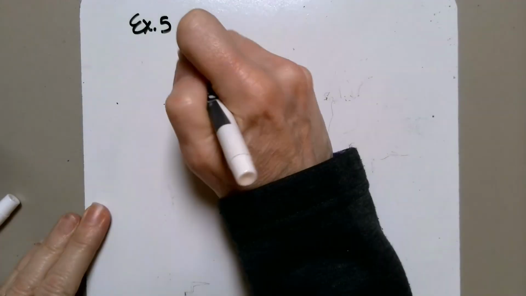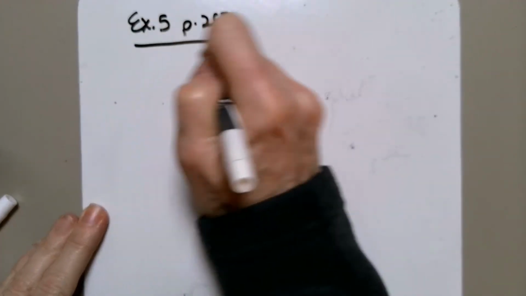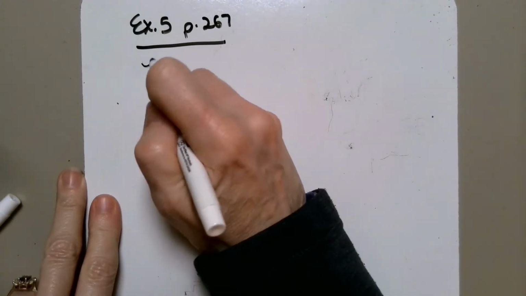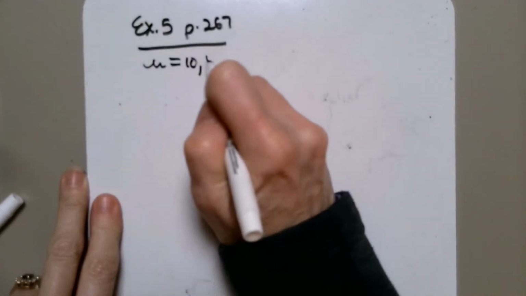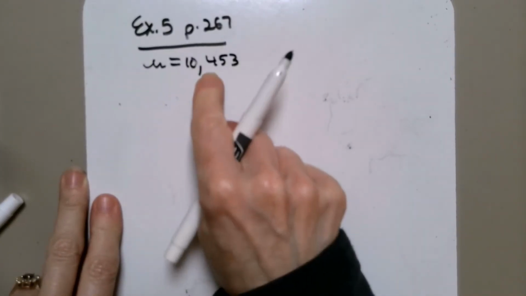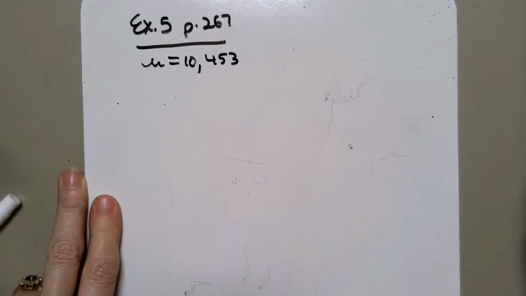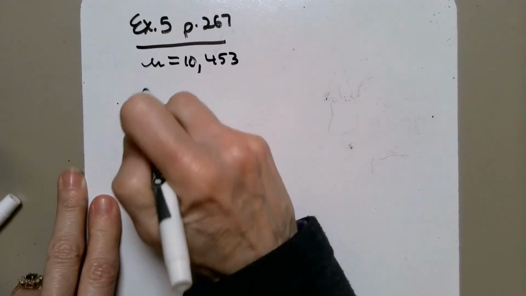Let me take my board away here. Page 267. This one says the mean room and board expense per year at a 4-year college is $10,453. That's our population mean. You randomly select 9 4-year colleges.